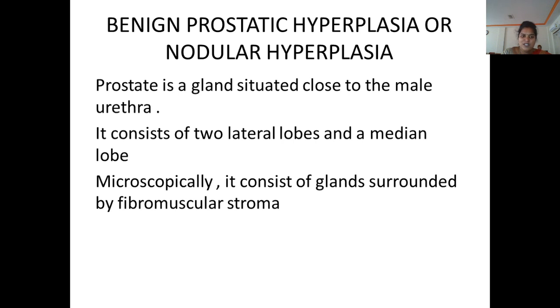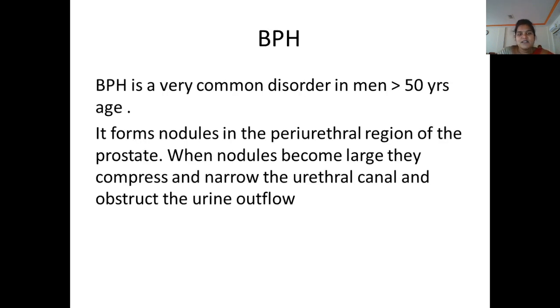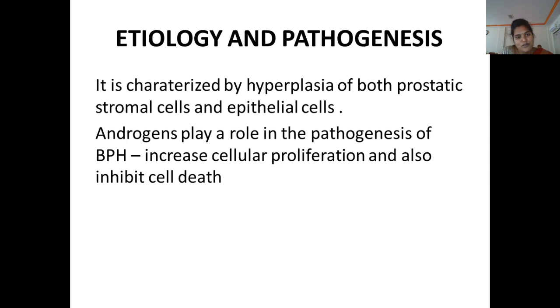Microscopically, the glands are surrounded by fibromuscular stroma. BPH is most commonly seen in old age. These nodules are in the periurethral region of the prostate. The nodules become very large. As the nodules undergo hyperplasia and proliferation, there is narrowing of the urethral canal. Because of the narrowing of the urethral canal, there is obstruction of the outflow of urine.